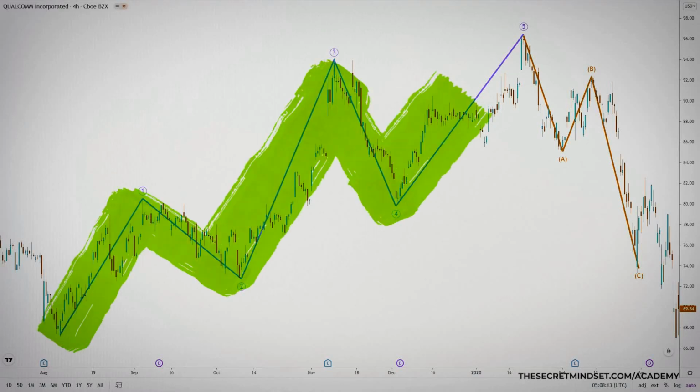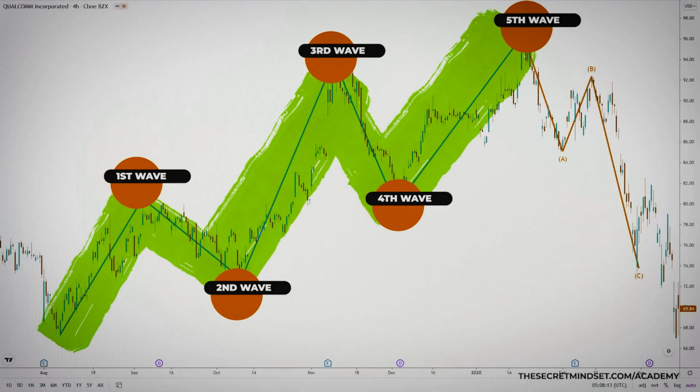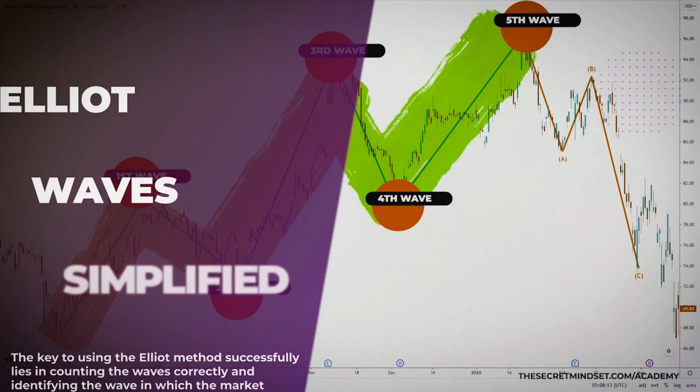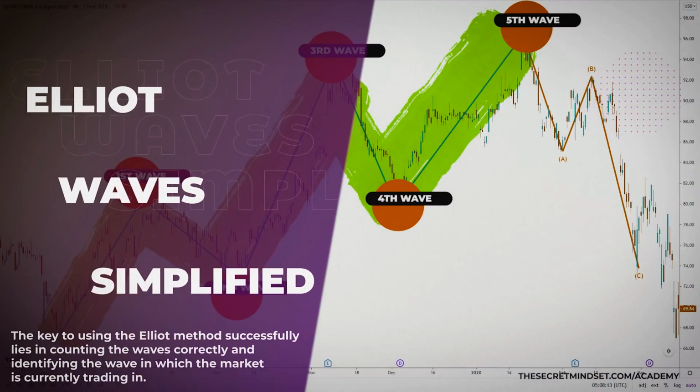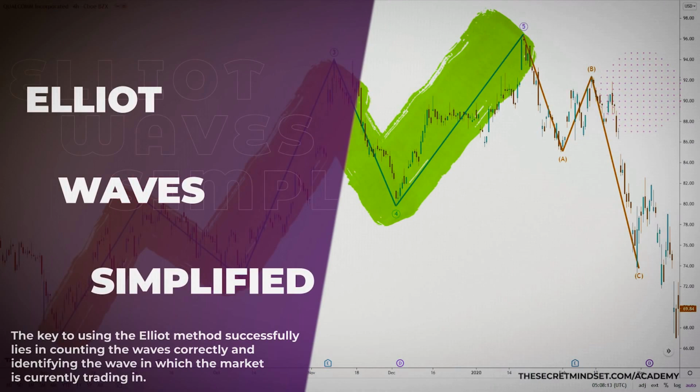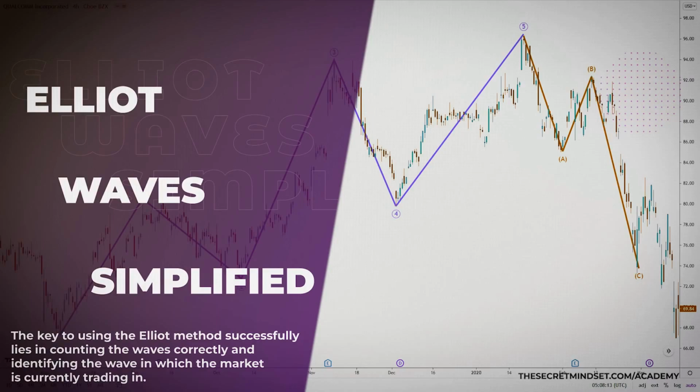Here's what I've learned after 1 full month of studying and backtesting the Elliott wave theory. The key to using the Elliott method successfully lies in counting the waves correctly and identifying the wave in which the market is currently trading in. That's it. Identify the wave and you'll profit from it.